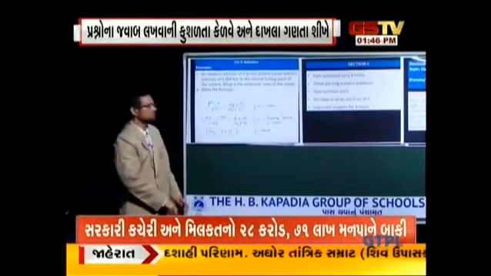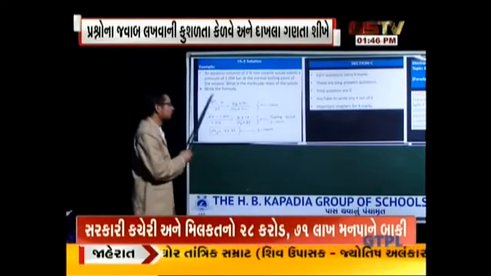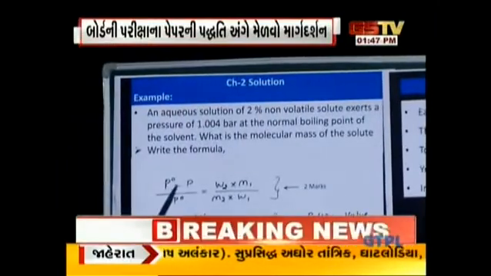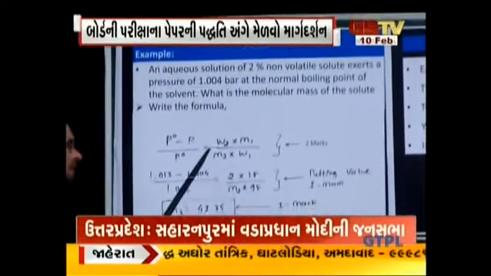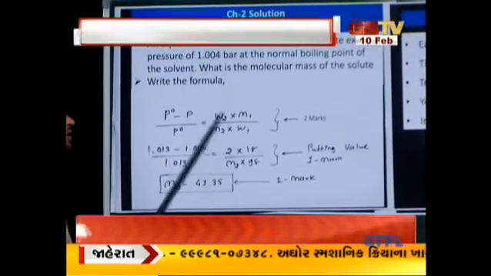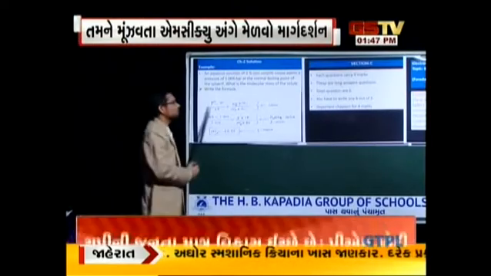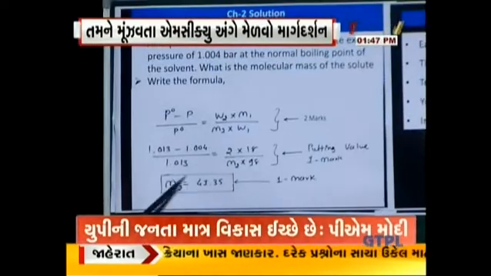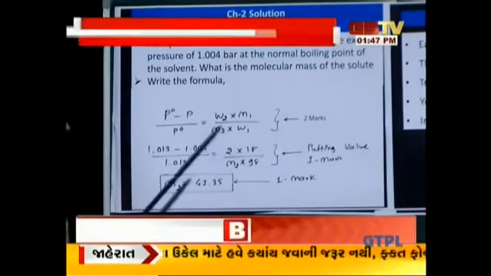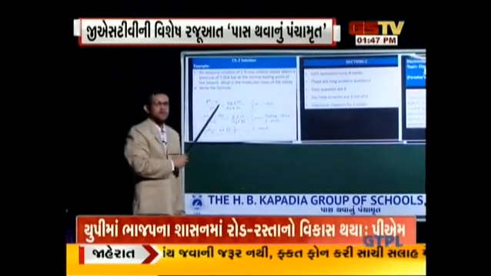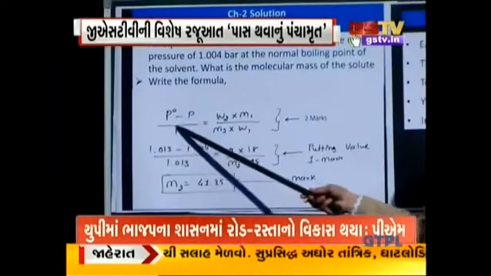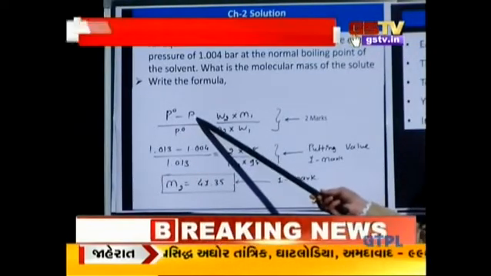So for this question you have to use a formula. This is a direct formula. So the formula is (P naught minus P) upon P naught is equal to W2 into M1 upon M2 into W1. But in this formula what do we have to find? We have to find M2, that is the molecular mass of the solute. Okay, and you should always be clear about P naught and P. P naught means the pure solvent vapor pressure, and P is the solution vapor pressure.